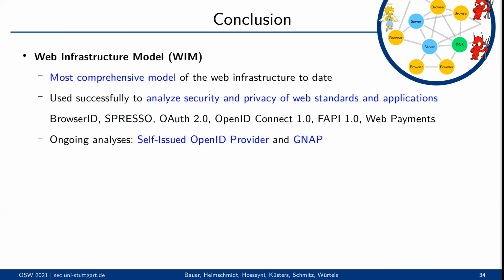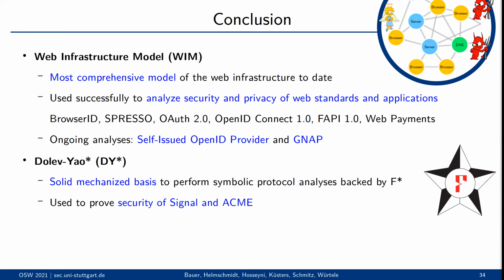So with this, let me conclude our presentation. So we looked at some basic principles of formal protocol analysis. We also looked at the WIM, some of the already existing analysis, but also on the two current analysis, so on self-issued OpenID providers and on KNAP. We also looked at the DY* framework, some of the analysis we already did using DY*. And as already said, the goal is to use DY* as a foundation for mechanizing the WIM.